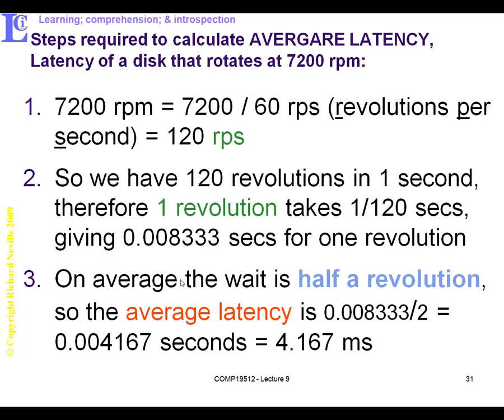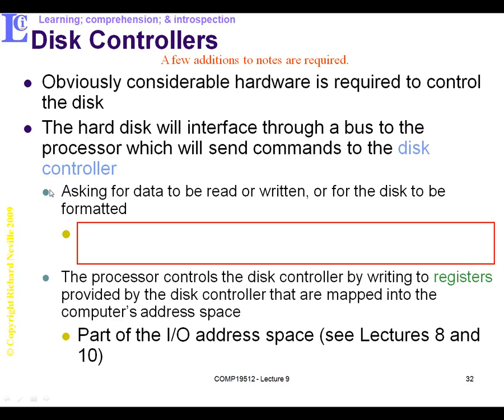Now the average of that for one whole revolution is nominally half a revolution. So we divide this figure by 2 and we get 4.167 milliseconds average latency, the time it takes once we've selected the right track to move to the correct sector, which is halfway round the disk nominally. Now what we're going to do is look at how the system controls this information transfer. We're going to look at the disk and its controllers.